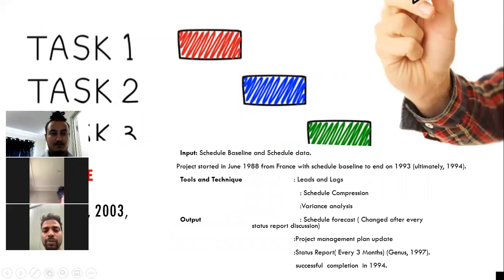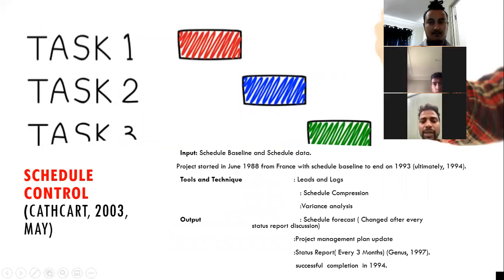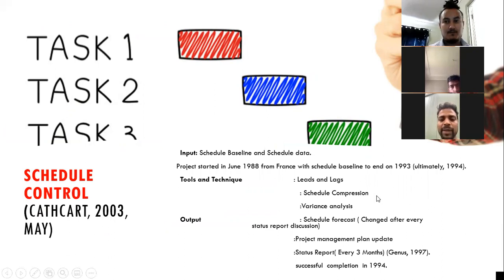Schedule control is the second one and must be important. Here the inputs are the schedule baseline and schedule data, which are used to control the schedule. There are tools and techniques such as leads and lags, schedule compression, and variance analysis that help to measure the predecessor and successor tasks while completing the project. These tools are very important, and they give the output that completes the project on time.